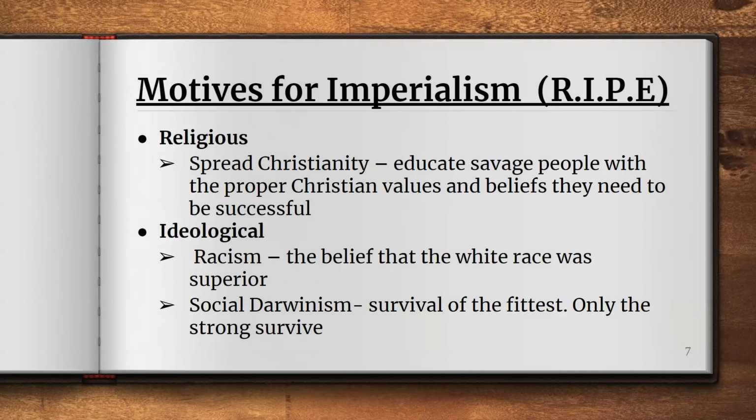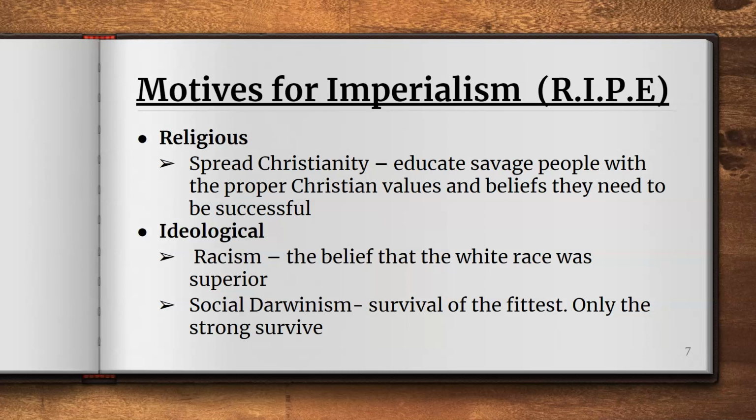So let's talk about some motives for imperialism, and there's a good acronym that I like to use that is called RIPE, R-I-P-E. The R stands for religion. During this time period, people, especially in Europe, wanted to spread Christianity to largely educate what they believed were savage people that were not of the Christian faith and did not believe in Christian values, and felt that it was their duty to spread Christianity and to civilize, quote unquote, the uncivilized people from their perspective.